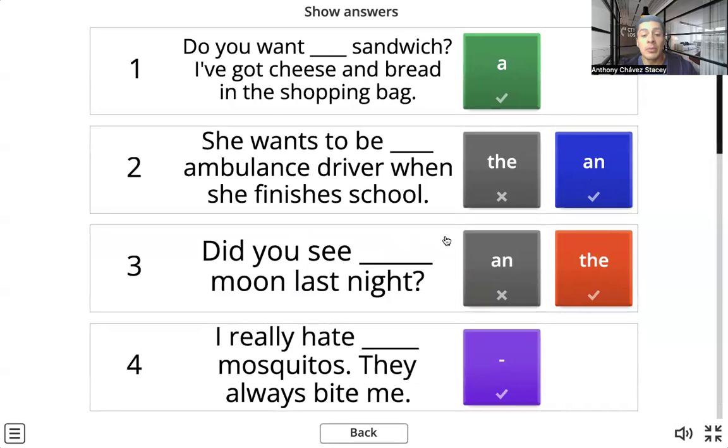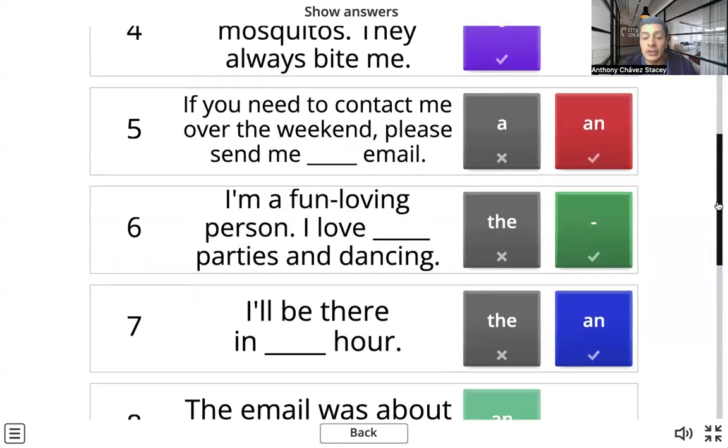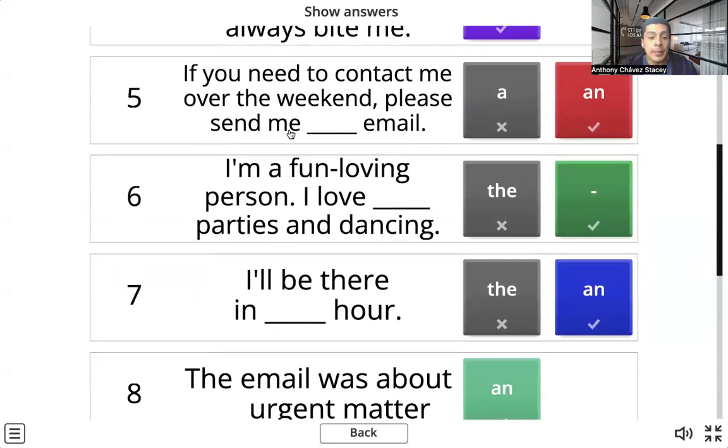Did you see the moon? Remember, when there is just one of something in its kind, like the moon, the sun, the planet Earth, the Pacific Ocean, you just have one, so you can use the. I really hate mosquitoes. They always bite me. Also no article here. If you need to contact me over the weekend, please send me an email.